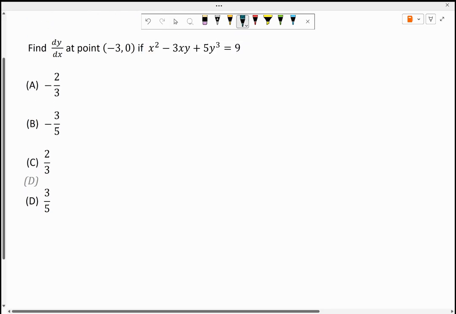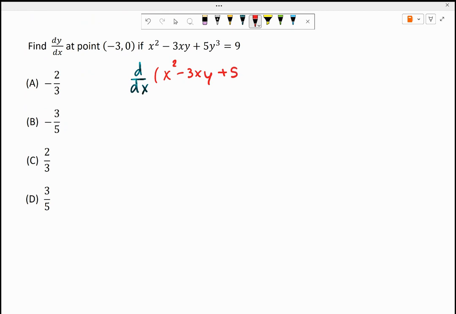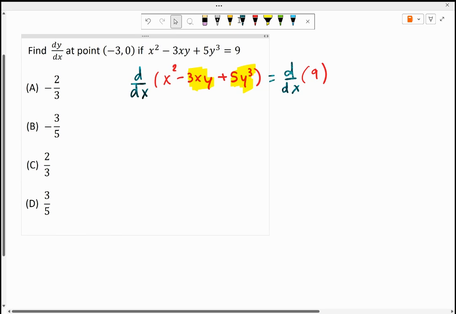So here let's go ahead and take d dx of one side of the equation, which is x squared minus 3xy plus 5y cubed, and we're going to say this is equal to d dx of the other side of the equation. I'm going to be differentiating term by term, and anytime the term only has an x or a constant, we'll just differentiate it with respect to x just as usual. But anytime there's a y in my term, I've got to be a little bit careful. So we're going to do that next, and I'll show you what I mean.